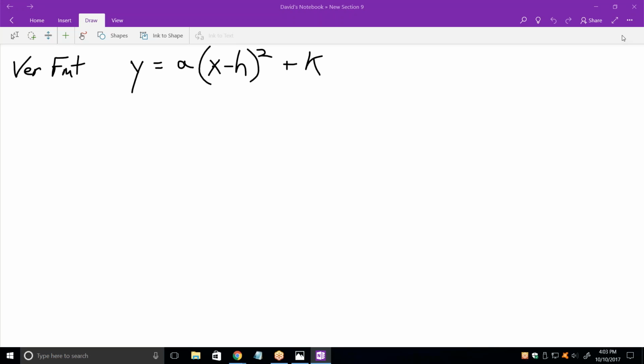About parabolas today. Parabolas are interesting in that they're the first form of a quadratic that you get taught. But they also happen to be an extremely important conic section. And when you examine parabolas as conic sections, you discover all kinds of things that you didn't know when you looked at it as a quadratic.